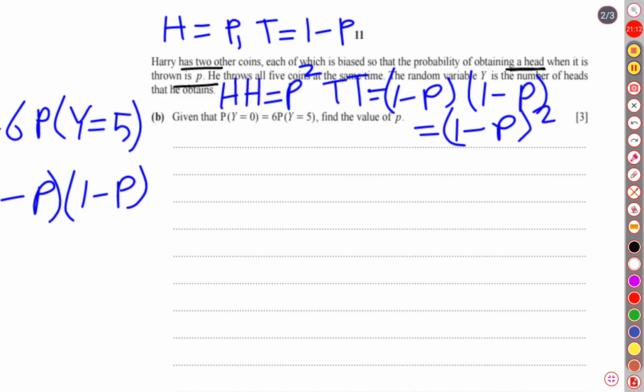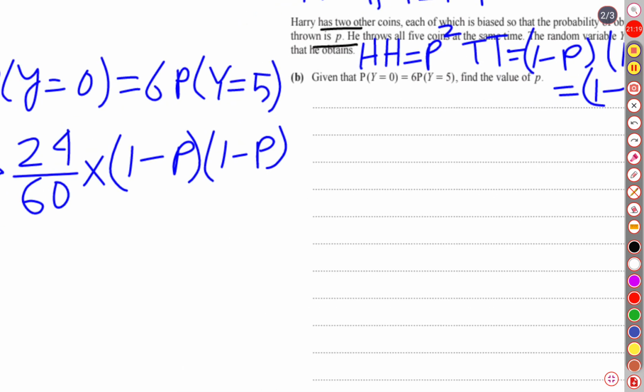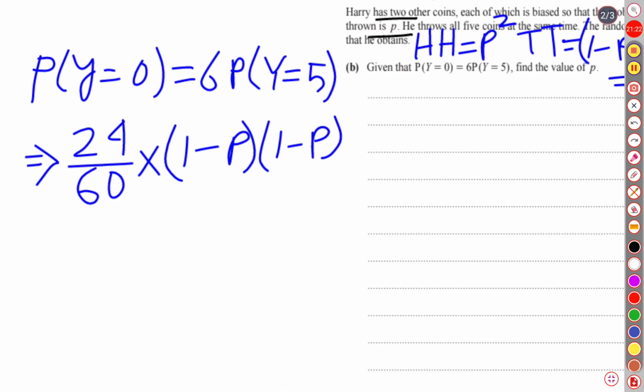So for obtaining both heads it is p squared, and for obtaining both tails it is 1 minus p whole squared. As there is no head at all, it is going to be 1 minus p whole squared, and we are going to erase this. Well, this is the case of no head. Now what is the right side of the equation? There will be 6 into the probability of all 5 heads.